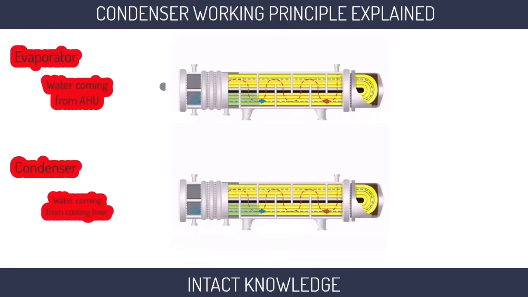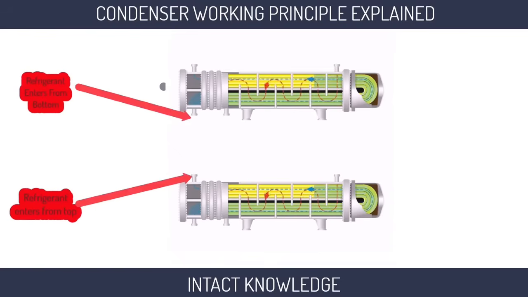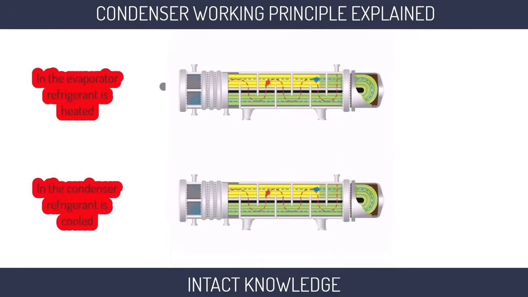In the evaporator, the water from the AHU comes in as an inlet. In the condenser, the water from the cooling tower comes in as an inlet. In the evaporator, refrigerant enters from the bottom. In the condenser, refrigerant enters from the top. In some of the latest chillers, the refrigerant comes in from the top of the evaporator. In the evaporator, the refrigerant is heated. In the condenser, the refrigerant is cooled.